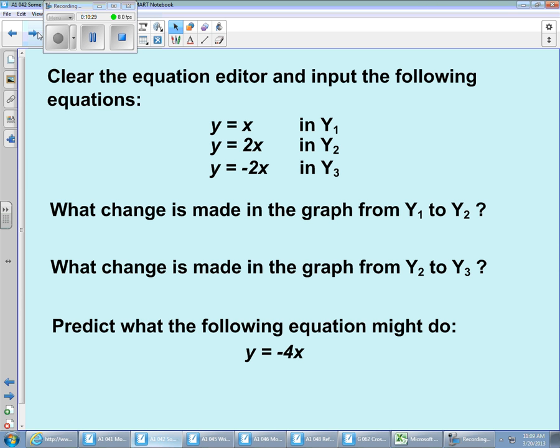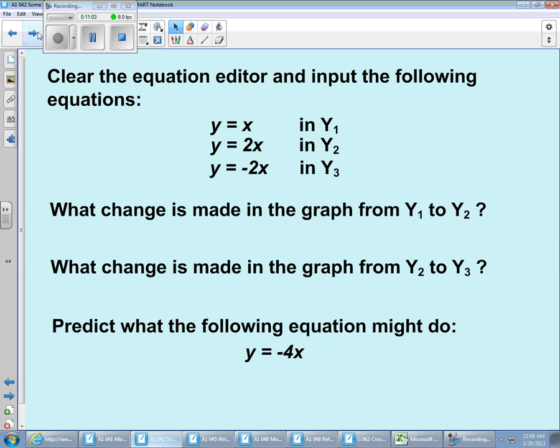So what change is made in the graph from y1 to y2? y2 is in a bigger hurry. Okay, it has been stretched. What change was being made in the graph from y2 to y3? What changed from these second two? Well, it's different. One's positive, one's negative, but what does this do to the graph? Turns it upside down. Exactly. That's all it does. It flips the graph upside down. It wants to go upward. If you change it to a negative, it's going to cause it to go downward. Instead of increasing, it's decreasing.